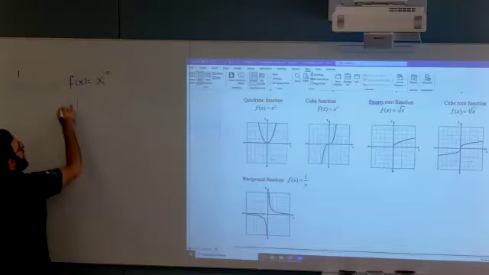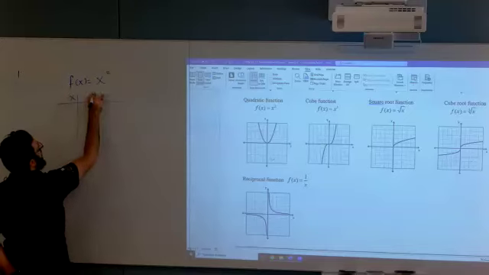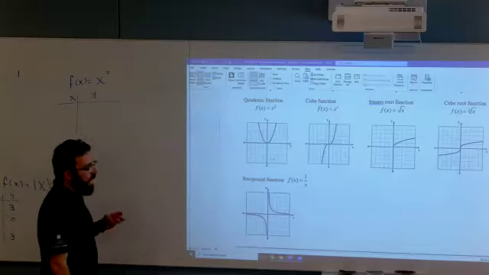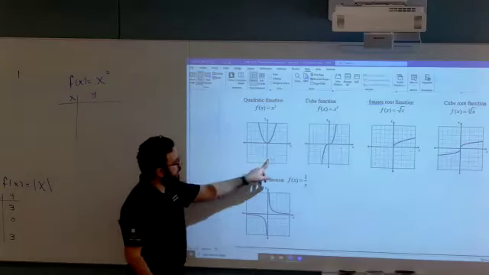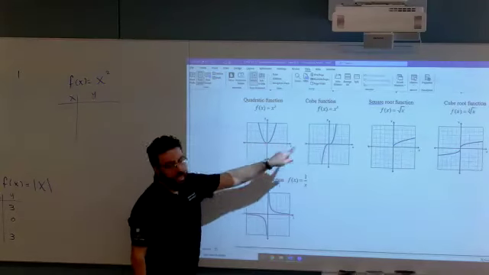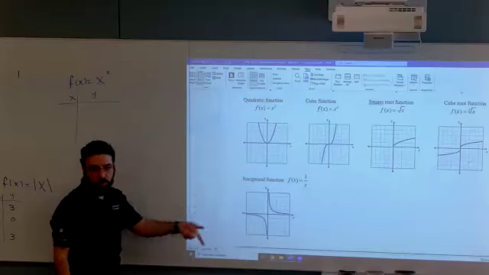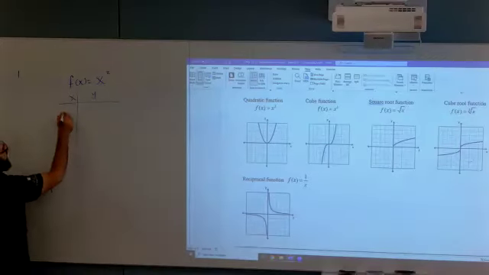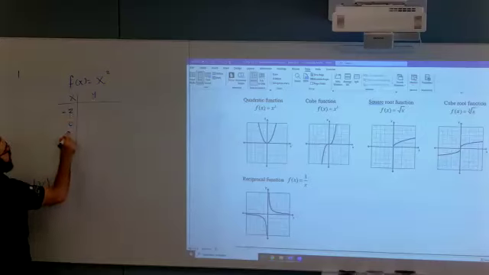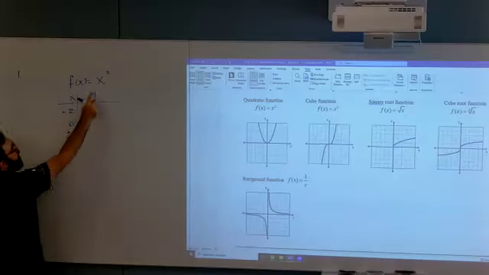How to graph it? The same thing. X here, y here. I need to pick at least 3 points from the domain. My domain for this function is negative infinity to positive infinity. So I'm going to pick one positive, 0, and one negative point. Choose -2, 0, and 2. Plug in -2 here.